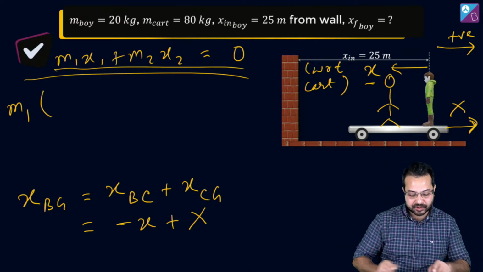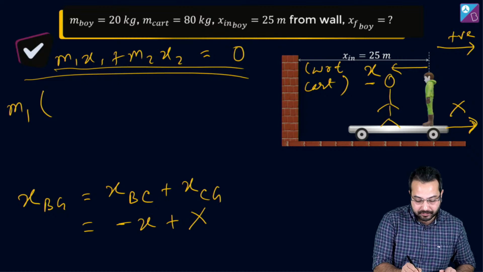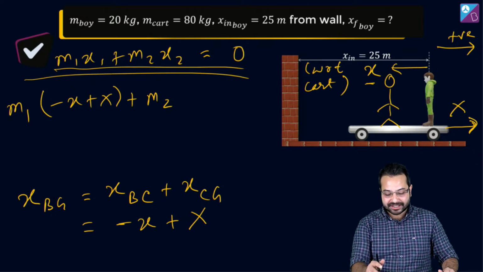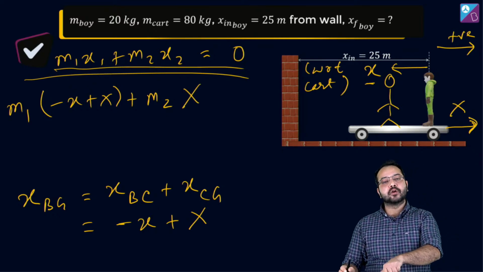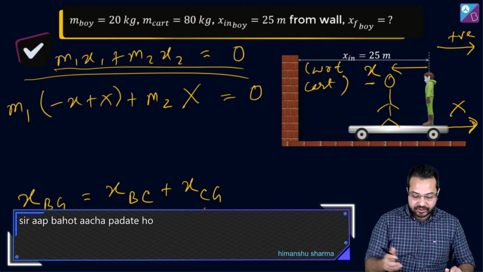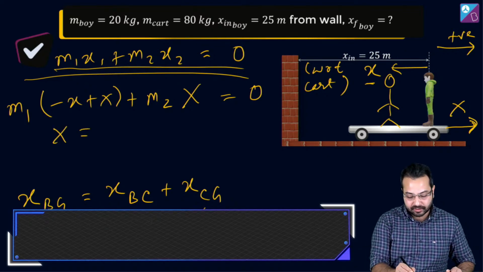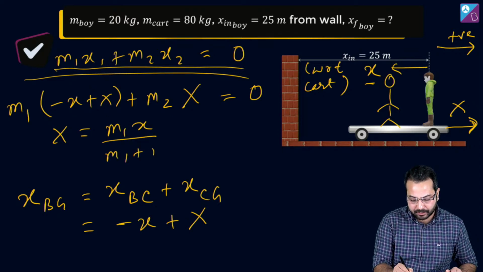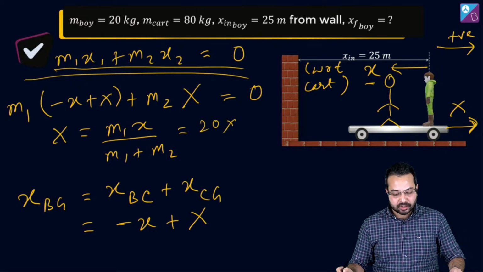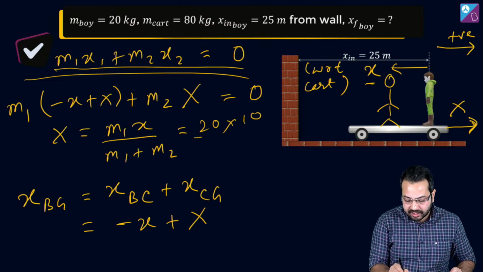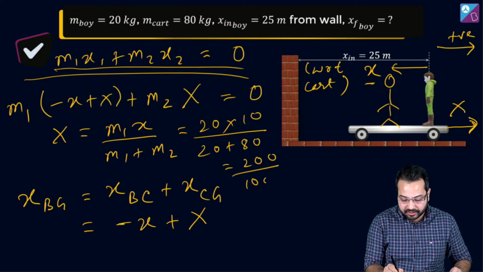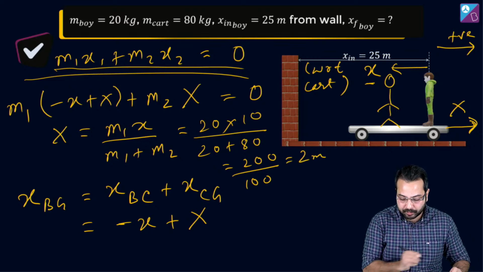Alright, so now we are in a position to substitute. So m1 into x1 becomes minus x plus capital X, plus m2 into x2. What is x2? x2 is capital X, the displacement of the cart, which we already know in the ground frame. So this is going to be equal to 0. Is that correct? Alright, so from here we get the value of capital X as m1x divided by m1 plus m2. What is m1? The mass of the boy is 20, the displacement with respect to the cart is 10, and then we have m1 plus m2. So this becomes 200 divided by 100, so that is 2 meter.